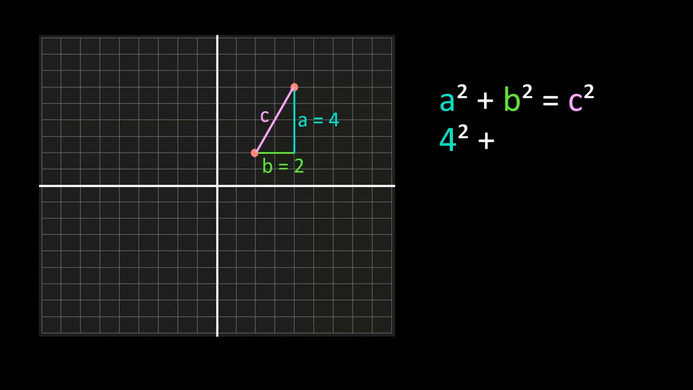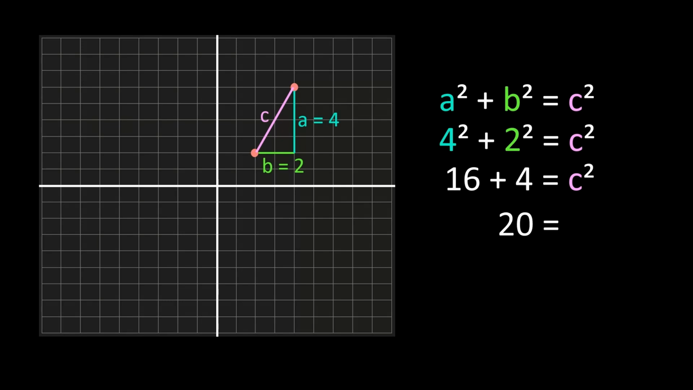So a squared is 4 squared plus b was 2, so 4 squared plus 2 squared equals c squared. And 4 squared, 4 times 4 is 16, plus 2 squared, 2 times 2 is 4, equals c squared. 16 plus 4 is 20, so 20 equals c squared. And we do have to solve for c. And to solve for c, we have to take the square root. If I take the square root of the right-hand side, I have to take the square root of the left-hand side as well. So the square root of c squared is c, and the square root of 20 is 4 and 47 hundredths. So the distance between those 2 points is 4 and 47 hundredths.